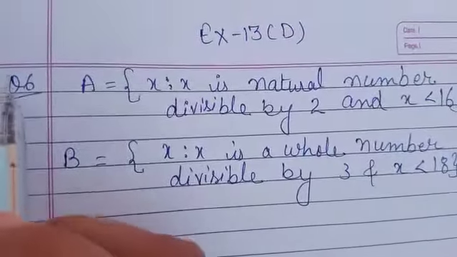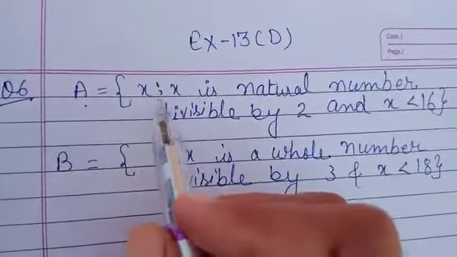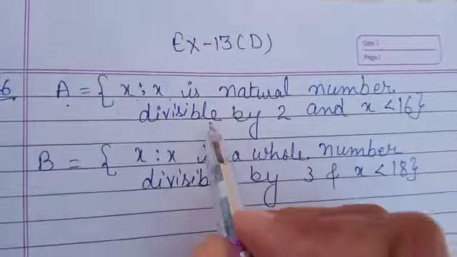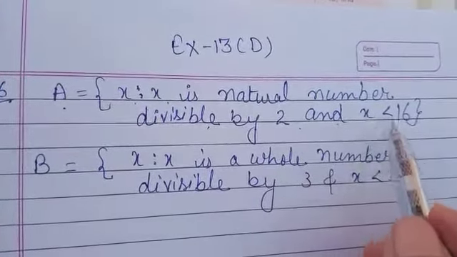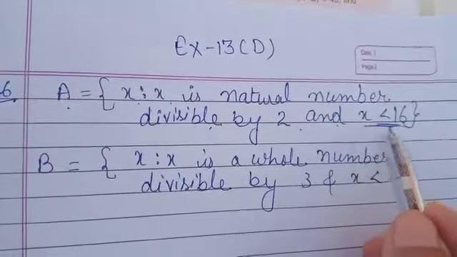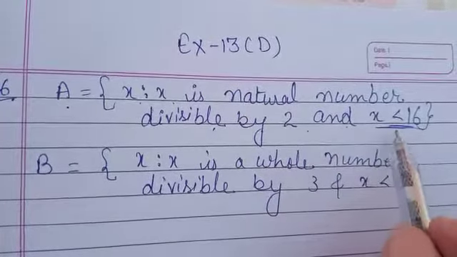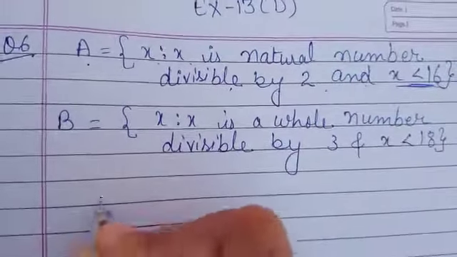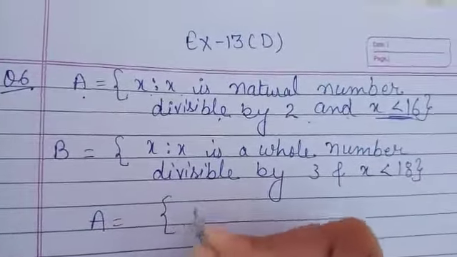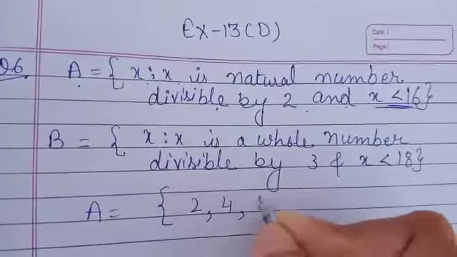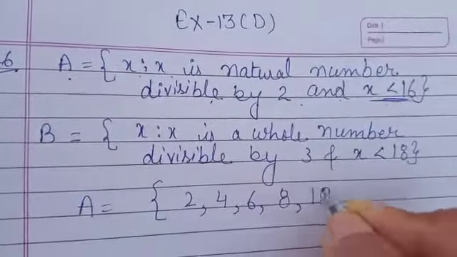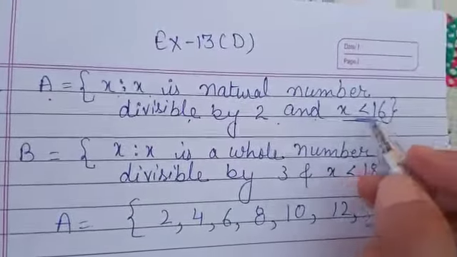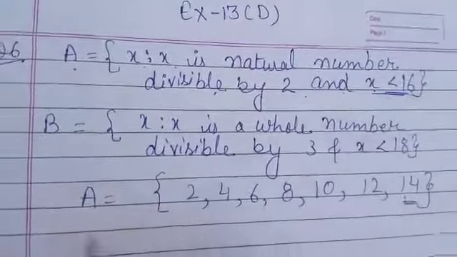Okay, next is question number 6, that is set A is x such that x is a natural number divisible by 2 and x is less than 16. Means we have to write the numbers which are divisible by 2 but are less than 16. So for this we can write the table of 2. That will be 2 4 6 8 10 12 and 14. We will write up to here because in the question it is less than 16. Hope you understand.